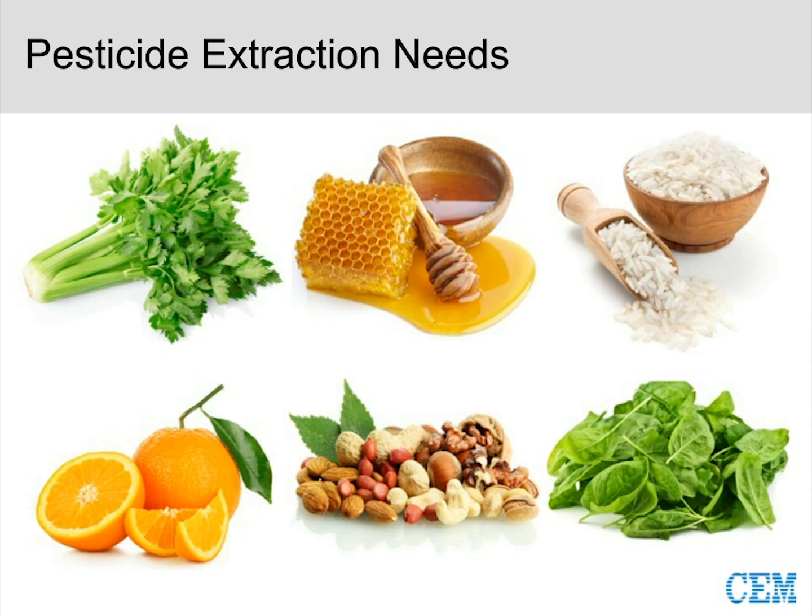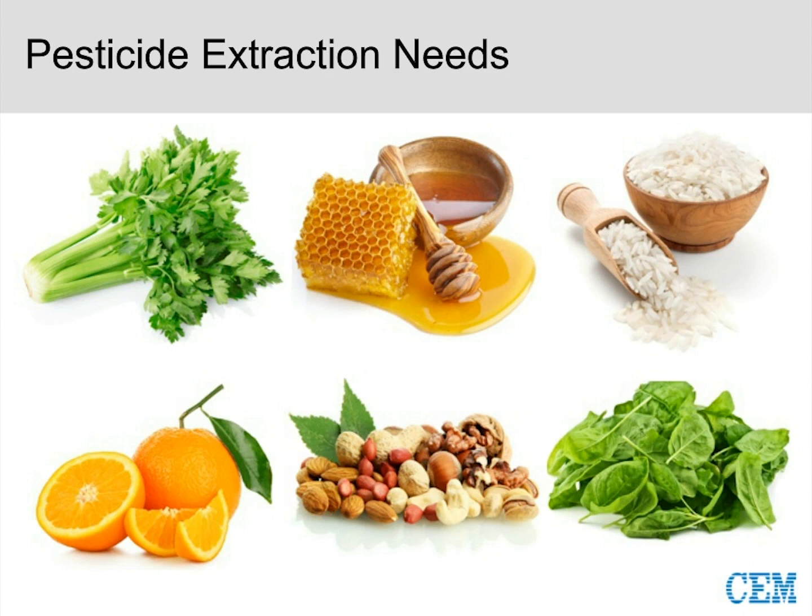But I didn't hit too much on the different varieties of food. So this even further complicates this problem. You have different types of foodstuff pictured here, where you have celery that has a lot of water content. You have honey that is very high in sugar. You have a dry sample in rice. You have oranges, which are acidic, nuts that have a fat content, and spinach with pigment.